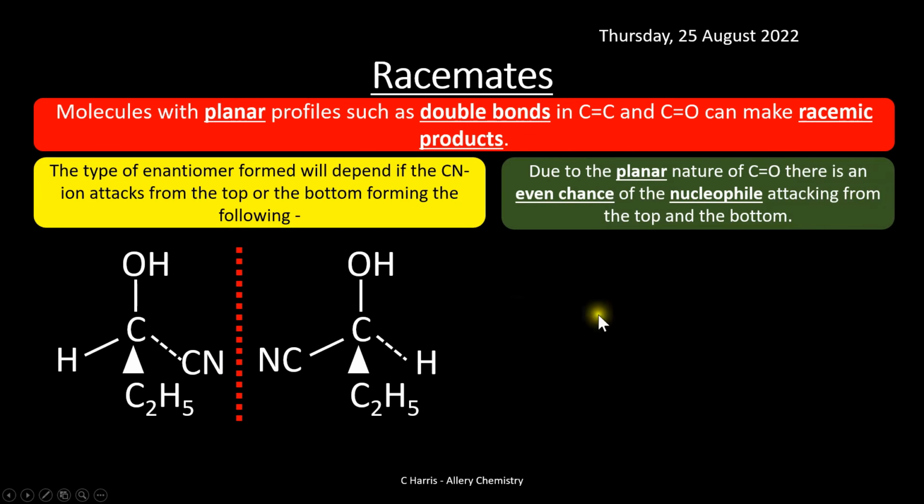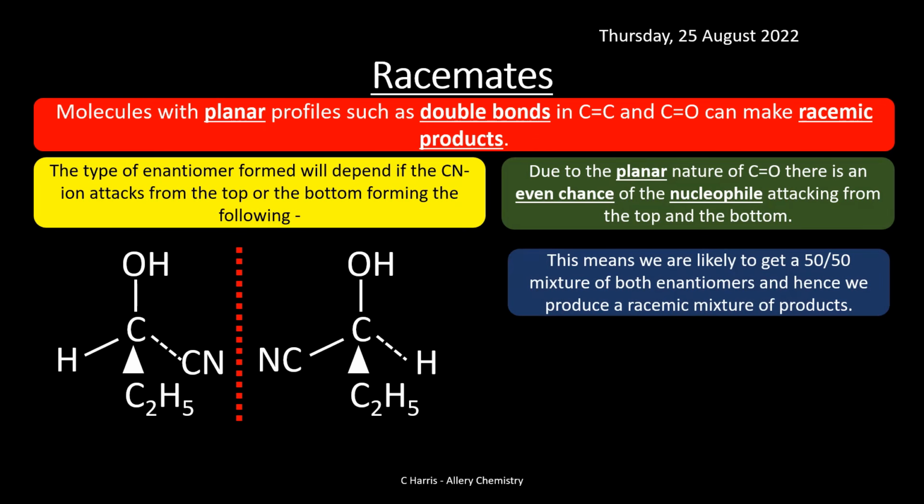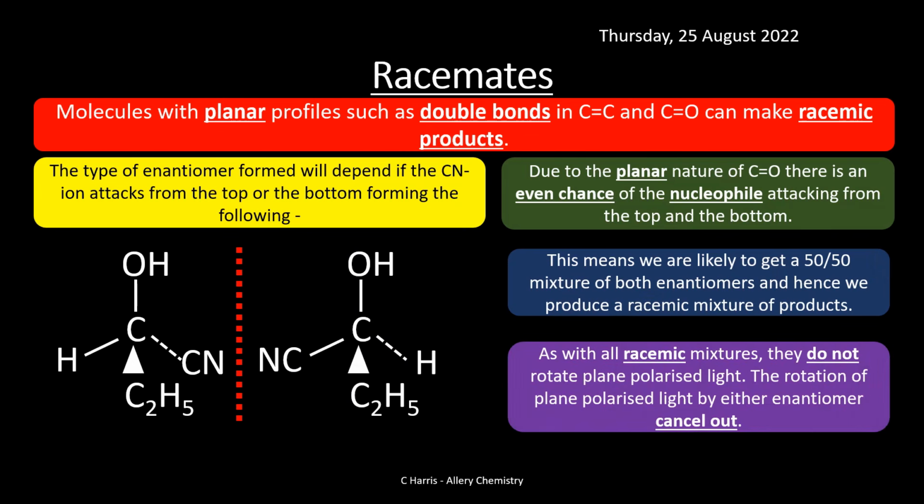Due to that planar nature of the C double bond O, there's an even chance of the nucleophile attacking from the top or the bottom. This means we're likely to get a 50-50 mix of both enantiomers, and what we produce is a racemic mix of products. A racemic mixture means you get an equal amount of each of them. So you've got two enantiomers, mirror images of each other, which are two isomers of each other, and when we get an equal amount, we call it a racemic mixture. There are a lot of key words involved here.